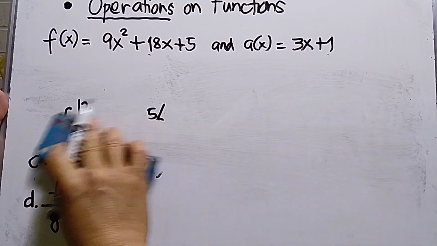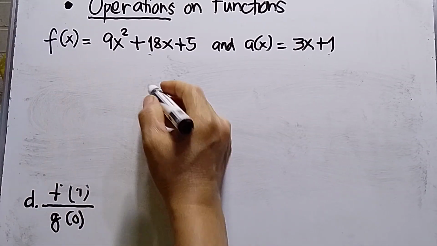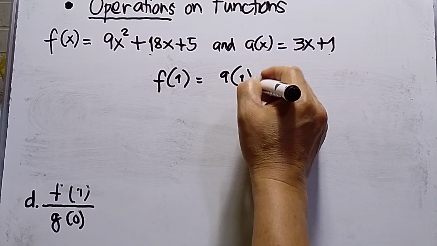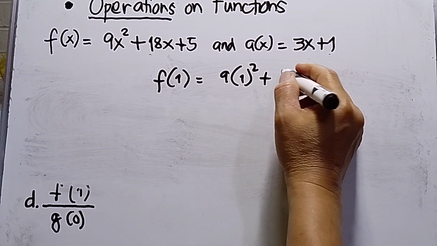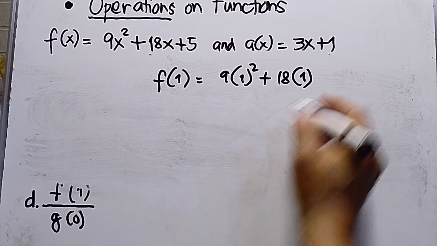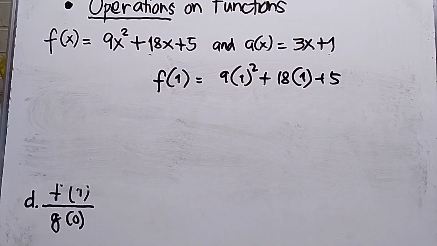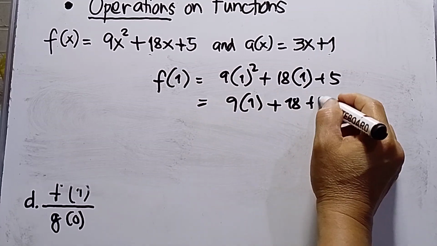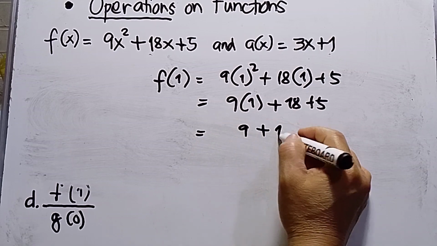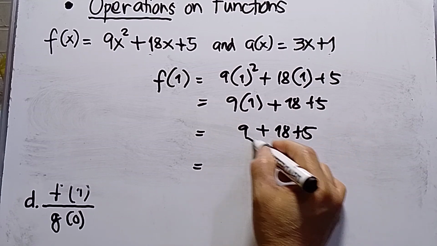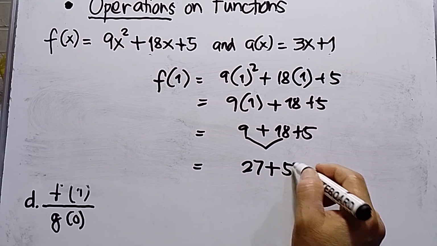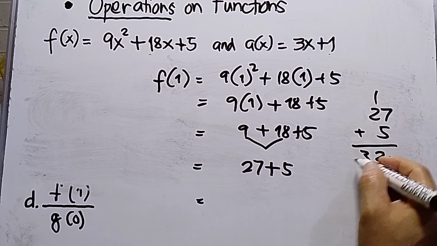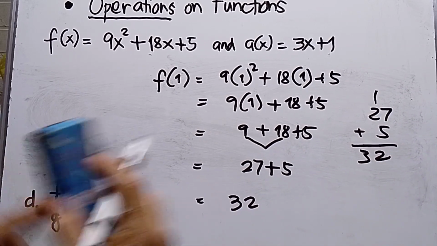Now let's go to the last letter, letter D for number 1. So f of 1 is equal to 9 times 1 squared plus 18 times 1 plus 5. So this will be 9 times 1 plus 18 plus 5. 9 plus 18 plus 5. So this will be 27 plus 5, which is 32. So my numerator is 32.